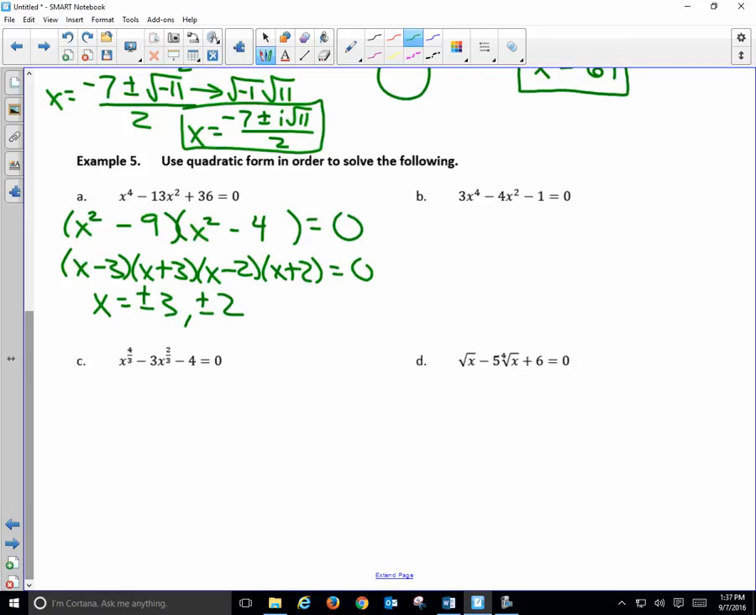Need to write plus and minus. If you don't write plus and minus, it'll be wrong on the test. Everybody good? If you listed it like this, that's fine as well. Okay, but you've got to list all 4.